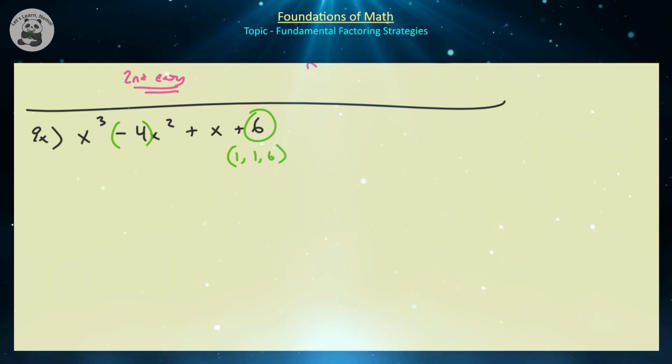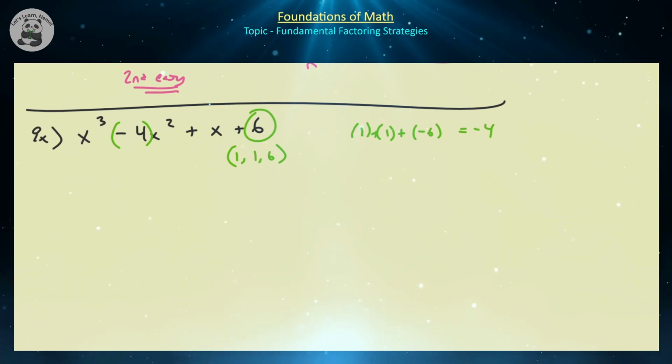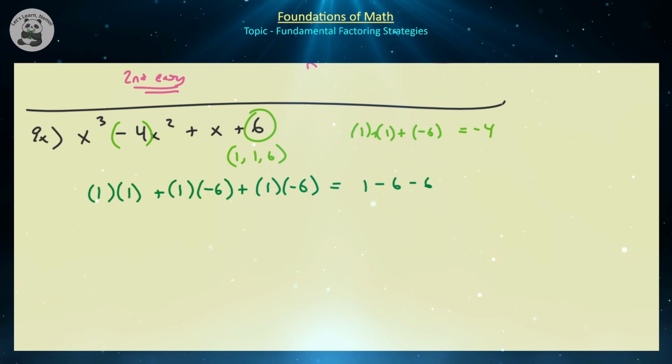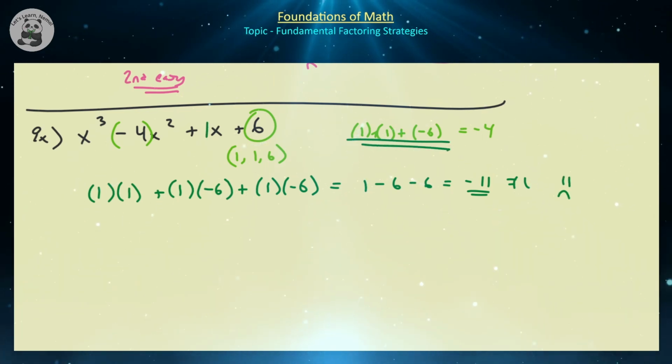Well, maybe. If we do 1 plus 1 plus minus 6, what is that going to be? This is going to be 2 plus negative 6, which is equal to minus 4. So maybe 1, 1, negative 6 are our numbers. Let's give that a go. If we do 1 times 1 plus 1 times minus 6 plus 1 times minus 6, that's going to give us 1 minus 12, which is minus 11. But that's not equal to 1, so that's definitely out. This sequence almost works, but doesn't quite work, so we have to look for another product.